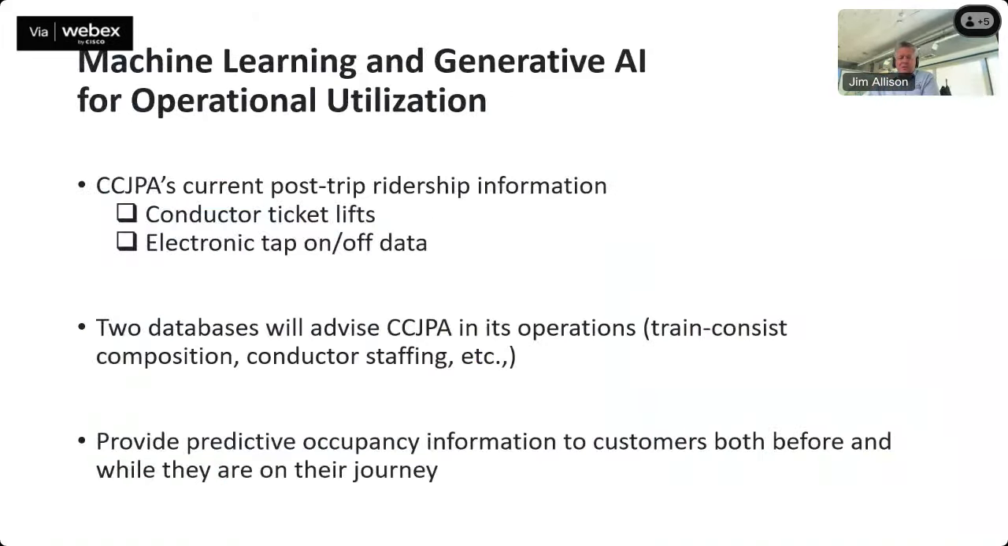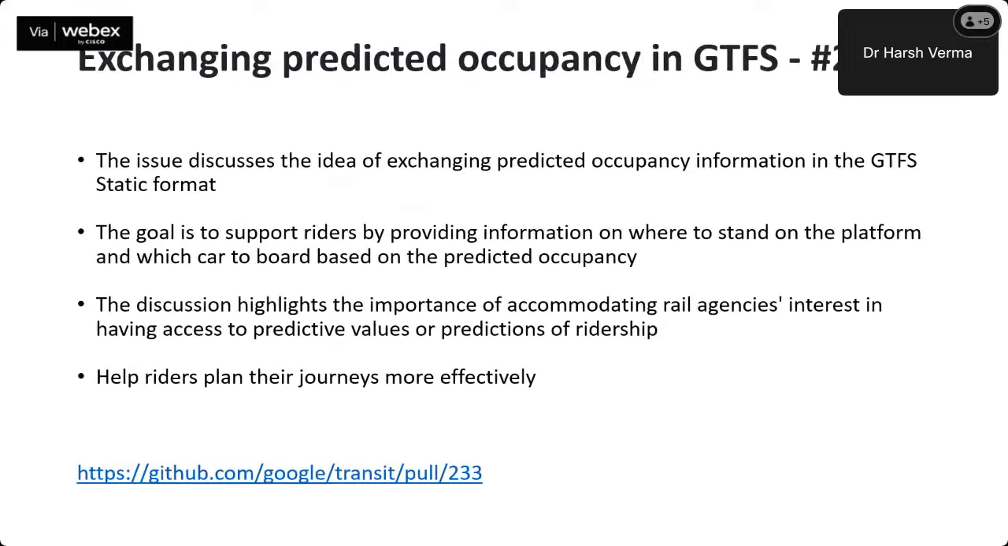Yeah. So finally, we thought that as we are getting this information, we combine it with some of CCJPA's post-trip ridership information to collect the conductor ticket lift-offs and the electronic tap-on, tap-off data, and combine machine learning and generative AI to build up transformation and to see how the two databases will actually advise CCJPA in its operations for various kinds of train consist, composition, conductor staffing, and provide predictive occupancy information to customers before and while they're on their journey.